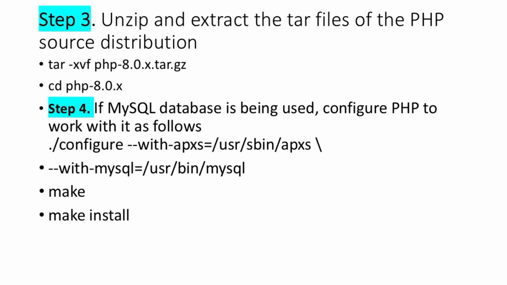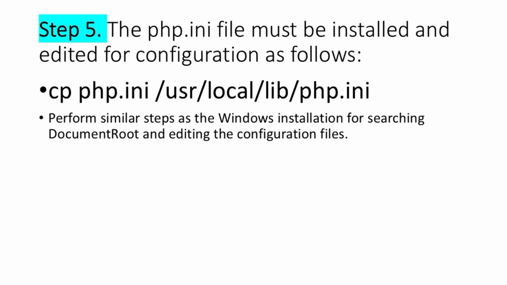serve dynamic web applications. Now we've reached step 5, which is about configuring the php.ini file. This file is extremely important because it defines how PHP behaves on your server, including settings for error handling, file uploads, memory limits, and much more. To install and configure this file, you'll first need to copy the php.ini file from your PHP directory to the appropriate location on your system.